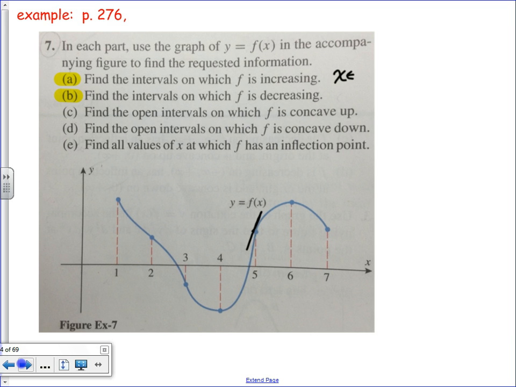There could be some debates, but guys, what's actually occurring at 4 and at 6? It's momentarily stopped. So therefore, it's open. 4 to 6. Alright, decreasing.